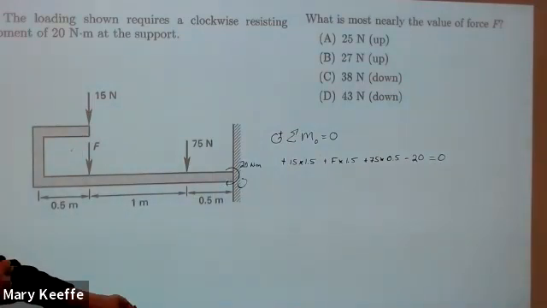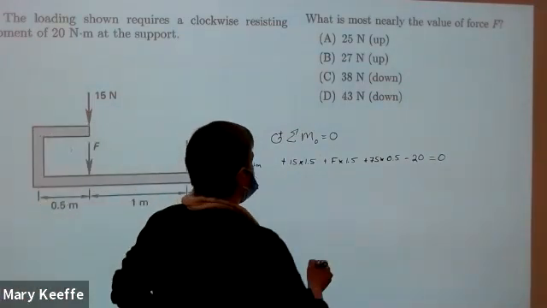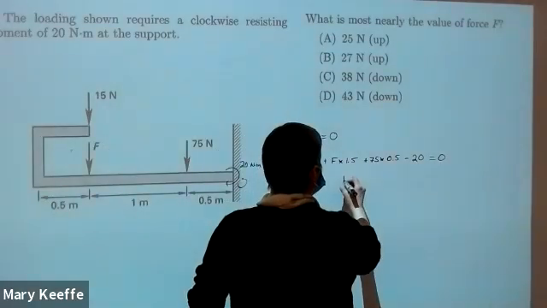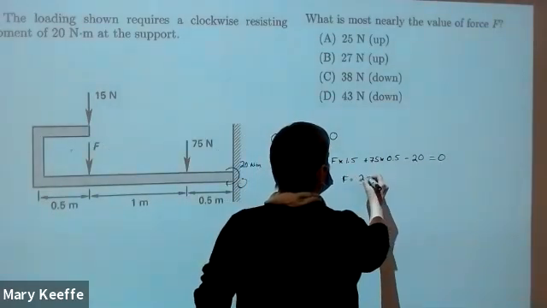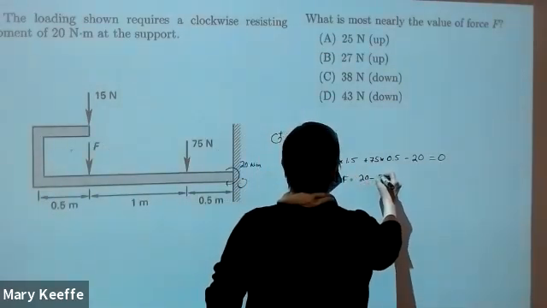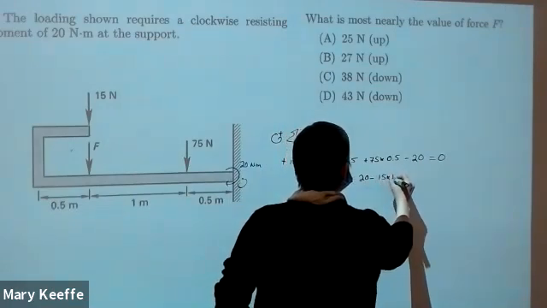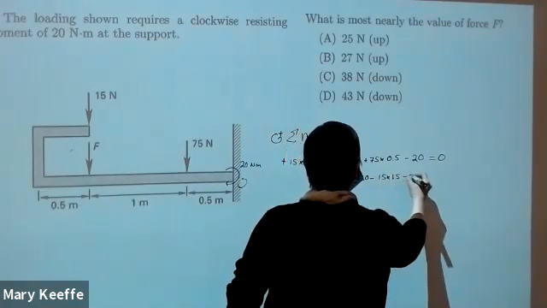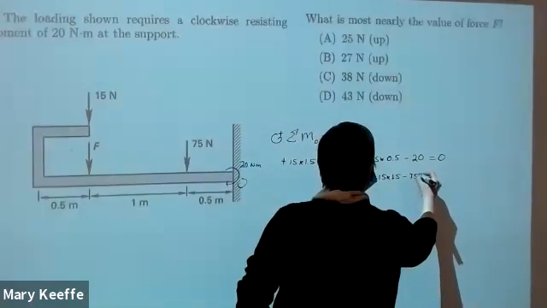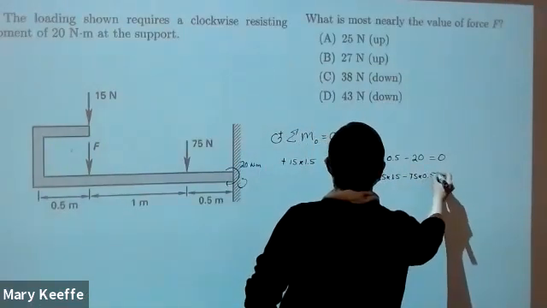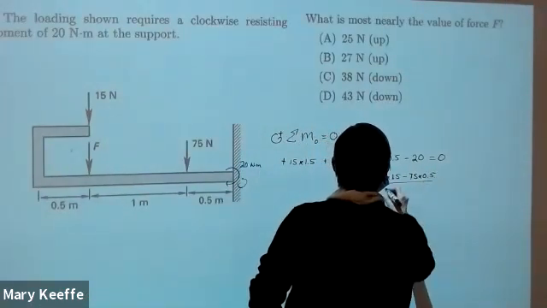And then I just solve for that force. We'd end up with force equal to 20 minus 15 times 1.5 minus 75 times 0.5, over 1.5.